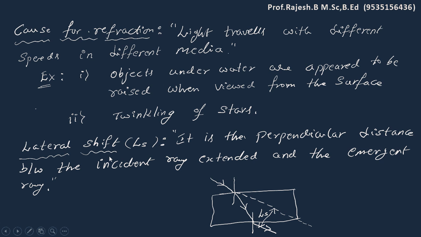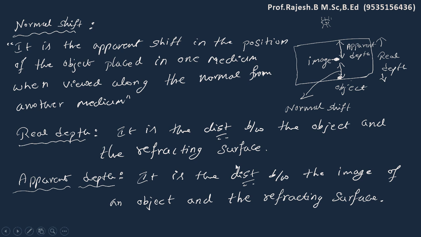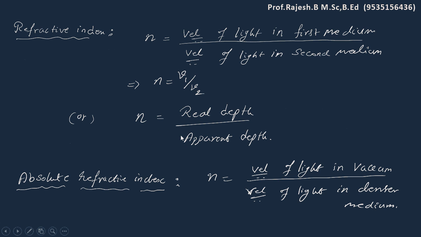Next, lateral shift. See, this is the incident ray and this is the emergent ray at the end. This is actually the incident path. The perpendicular distance between these two is called lateral shift. Normal shift is the apparent shift in the position of an object placed in one medium when viewed from the normal in another medium. Then the meaning of real depth and apparent depth.